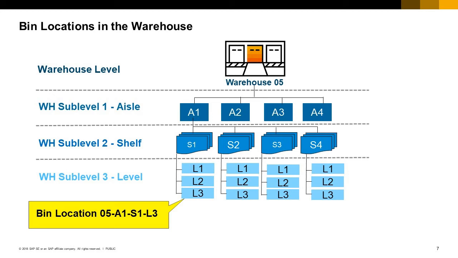The warehouse is broken out into 4 levels. The top level is the warehouse. Below the warehouse, the first sub-level is made of 4 aisles, A1 through A4. Each aisle is made up of 6 shelves S1 through S6, and each shelf is 3 levels. The bin location code is made up of the warehouse code plus each sub-level. Here we see the third level of shelf 1 on aisle 1 has a bin location code of 05A1S1L3.